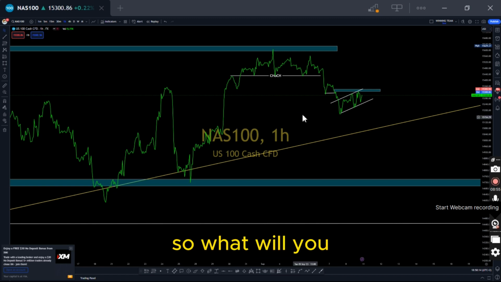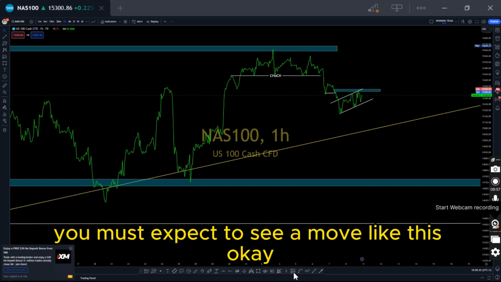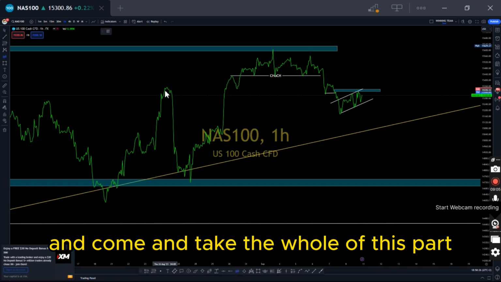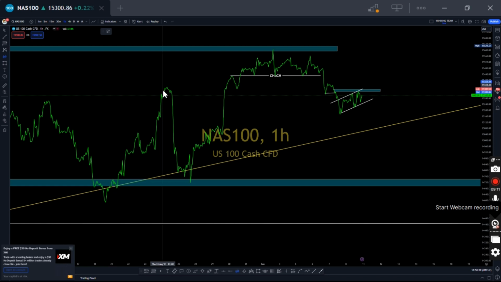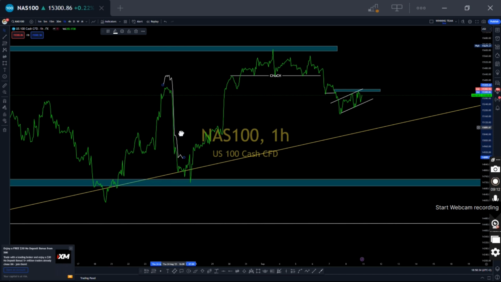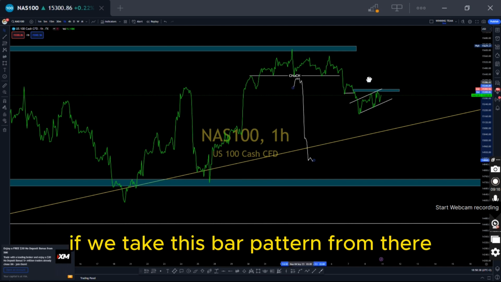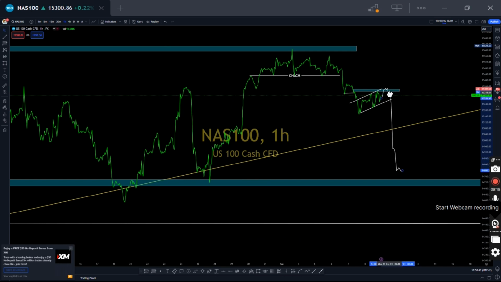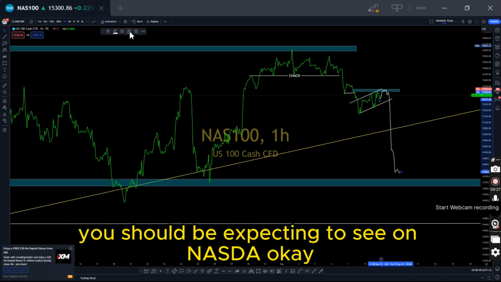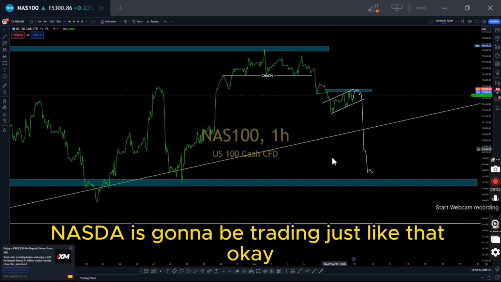So what should we be expecting to see now where the market is? We must expect to see a move like this. Let's take the bar pattern and take the whole of this part here, from there all the way down there. If we take this bar pattern from there and put it here, you can see what you should be expecting to see on Nasdaq. That's what you're supposed to be expecting to see on Nasdaq, guys. Nasdaq is gonna be trading just like that.